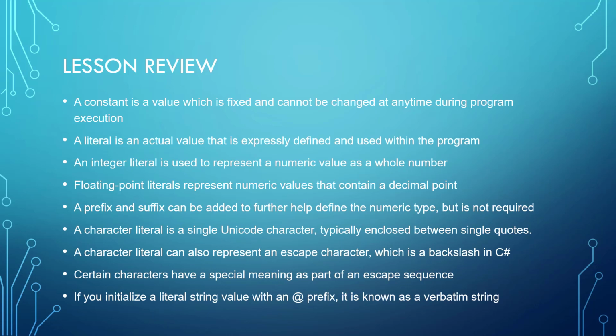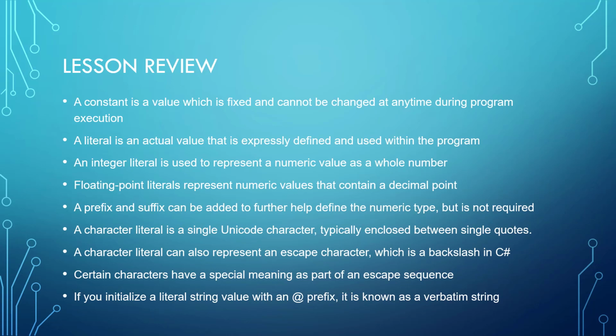A floating point literal represents a numeric value that contains a decimal point. A prefix and suffix can be added to further help define the numeric type, but it's not required in most cases. We did see one example where it was required, and that was when we were trying to assign a value to a float, because the default numeric decimal floating point value is a type double. A character literal is a single Unicode character typically enclosed between single quotes.